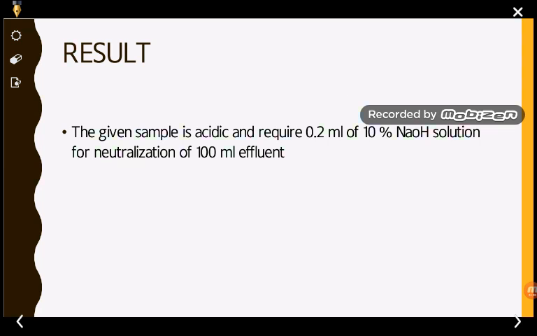So the given sample is acidic and requires... however many ml of HCl or NaOH is utilized, that can be written as a result. For example, 0.2 ml of 10% NaOH solution for neutralization of 100 ml of the effluent. So what amount of NaOH is required to neutralize this sample can be written as a result.